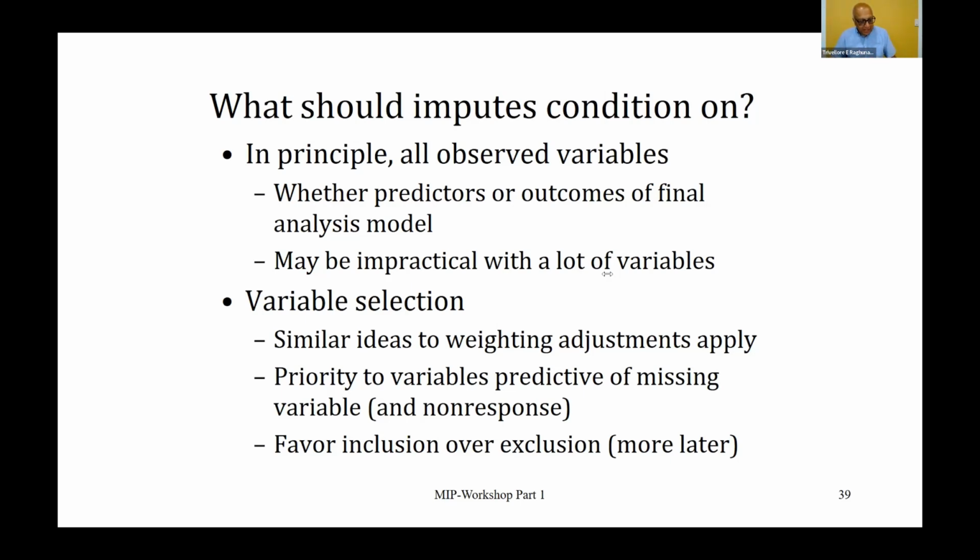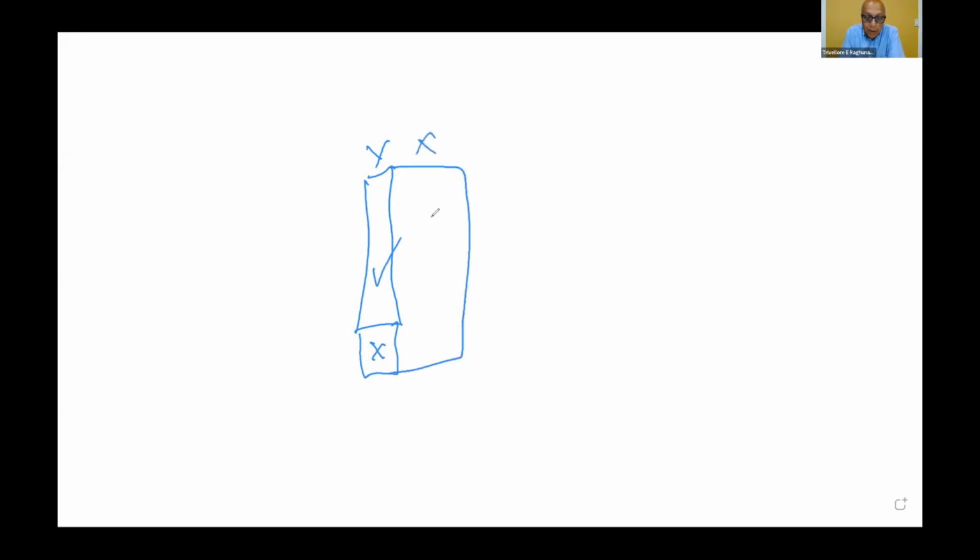Let me see whether I can share this. Let me share. See whether I can write this thing. So you have a y variable here, and that's missing for these people. And you have an X variable, and that is observed for all.